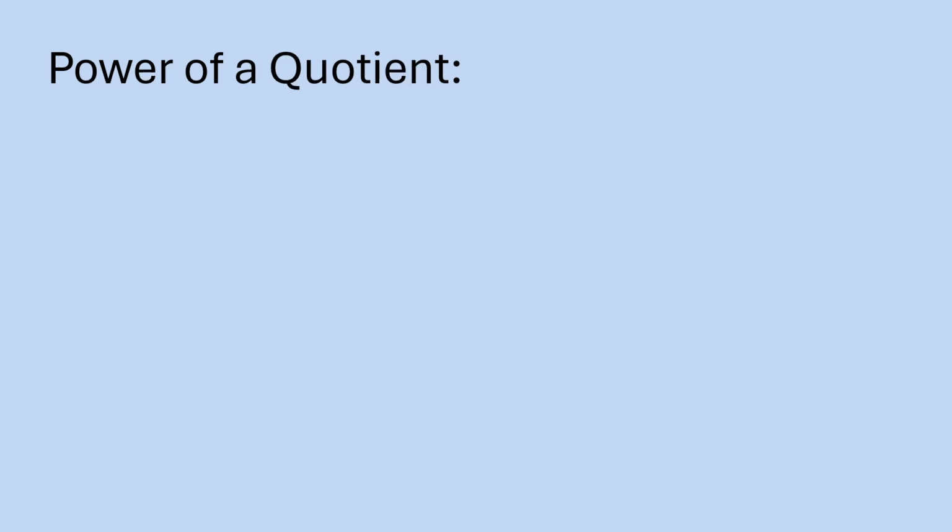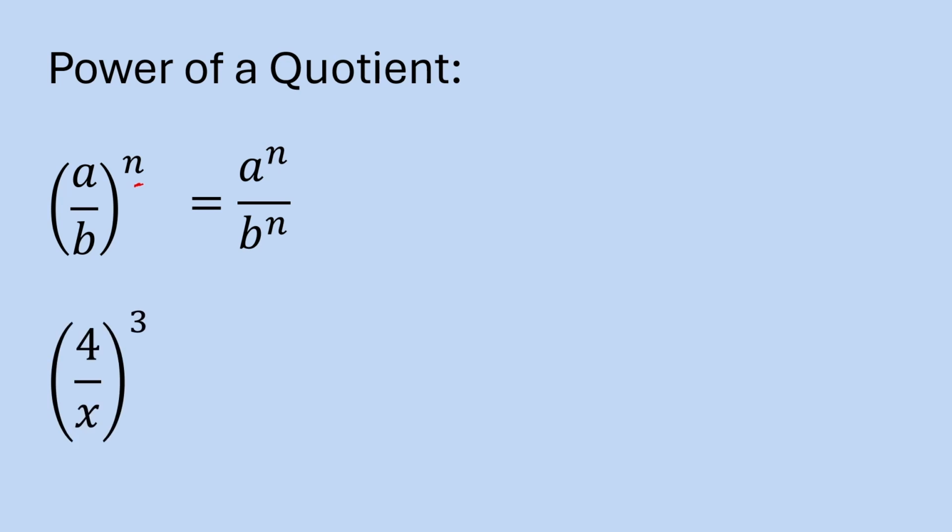Next rule is power of a quotient. Here a over b in the bracket to the power of n is equal to a to the power of n divided by b to the power of n. Example: 4 divided by x in the bracket to the power of 3 is equal to 4 raised to 3 divided by x raised to 3. Answer is 64 divided by x raised to 3.